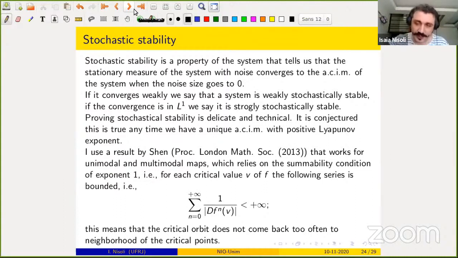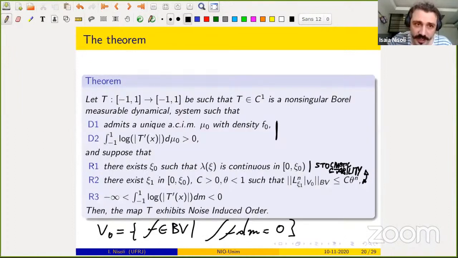There are some conjectures. I read a conjecture by Marcello in some slides that he wrote for a seminar. Maybe he changed the conjecture after that, but it says that if we have positive Lyapunov exponent and a unique ACM, then we expect the system to have strong stochastic stability. This is the point that lacks to be proved for my conjecture: positive Lyapunov exponent implies stochastic stability, and then we get everything. But what I do is use a result by Shen, which is really powerful. It says that if you have this summability condition of exponent one, then you get strong stochastic stability. And this is what gives us hypothesis R1.